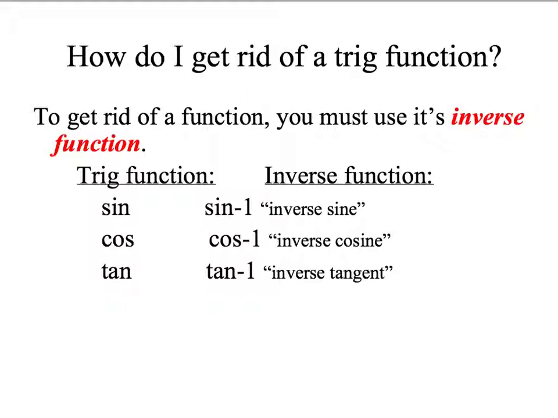To get these missing angles, what we're going to have to use are what are called inverse functions. And you'll see why when we set it up. But basically, in order to get rid of a function, you have to use its inverse function. Just like in order to get rid of addition, we have to do its inverse operation. To get rid of multiplication, we do its inverse operation. To get rid of squaring, we do its inverse operation.